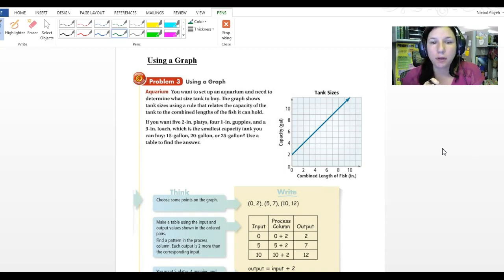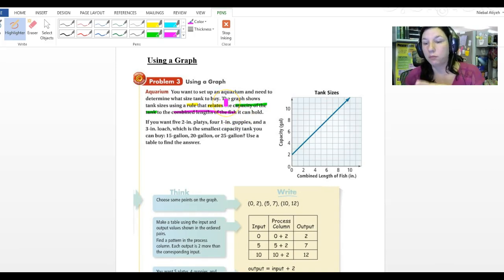It says that you want to set up an aquarium and need to determine what size tank to buy. The graph shows tank sizes using a rule that relates the capacity of the tank to the combined length of the fish. So there is a rule or pattern that's going to connect two things. The capacity of the tank, which is a fancy way of saying the size of the tank, how much it can hold, is connected to the combined length of the fish.